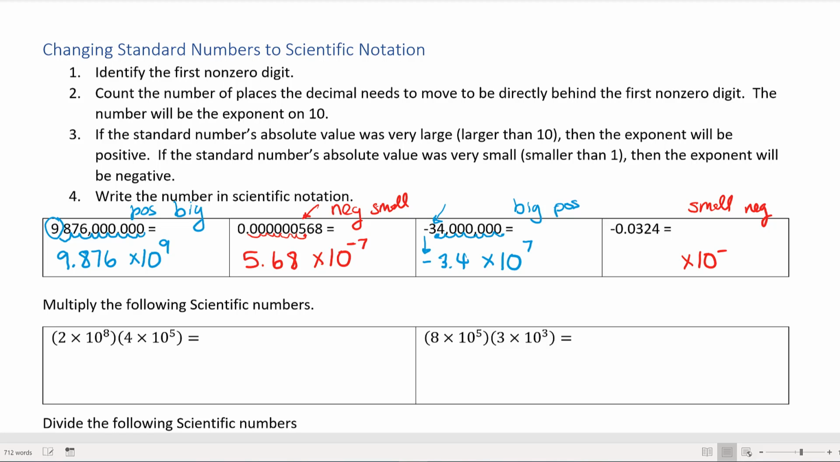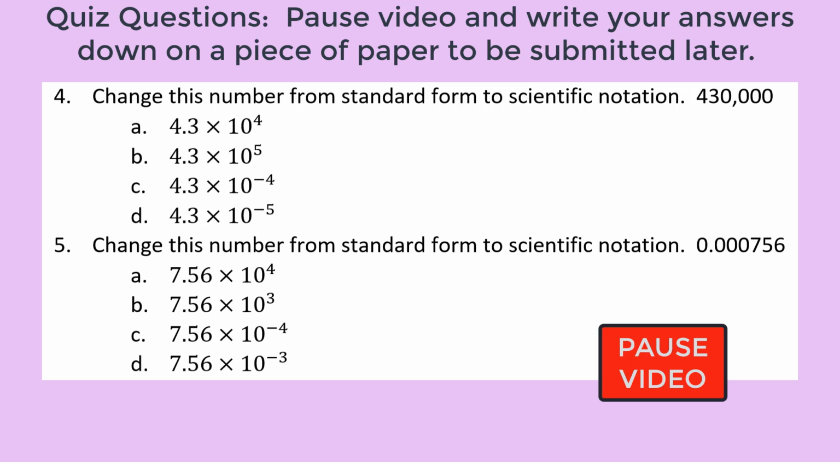I want my decimal to be between the 3 and the 2 because 3 is the first non-zero digit. I'm going to move the decimal over 2 places, so that's going to be negative 3.24. Notice the negative just stayed on the number in front. I moved the decimal over 2 places, and because the original number is very small, I'm going to have a negative in the exponent.